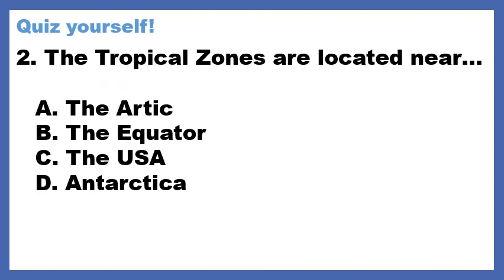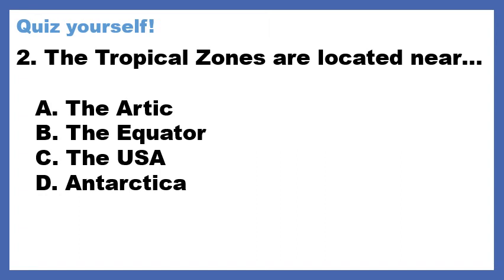All right, that's it for our review. Let's end with a quiz. The tropical zones are located near A, the Arctic, B, the equator, C, the USA, or D, Antarctica. So there's no picture for this. I just want you to use your knowledge and picture parts of the globe and see if you can answer this. I'm going to get rid of some answers.